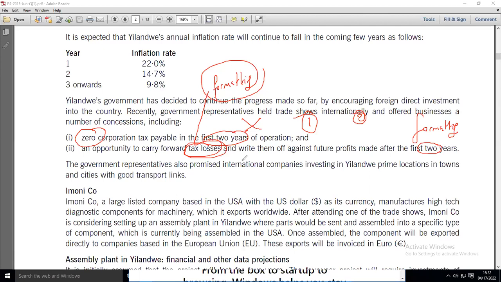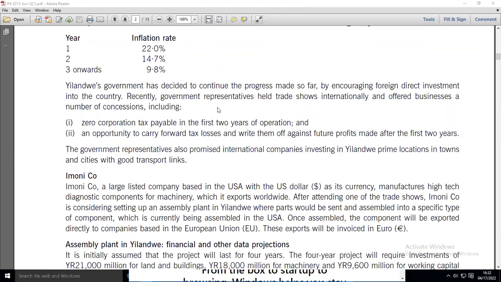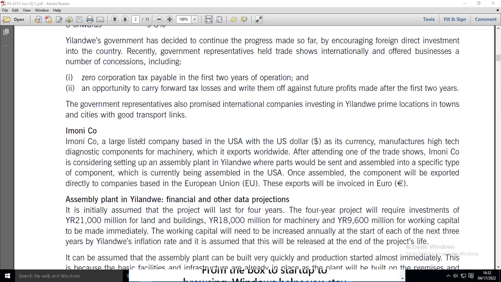The government representatives also promised international companies investing in Y prime locations. Okay. For today, we're not so much interested in these promises. For today, our focus is on how can you quickly sort out the question on overseas investment.